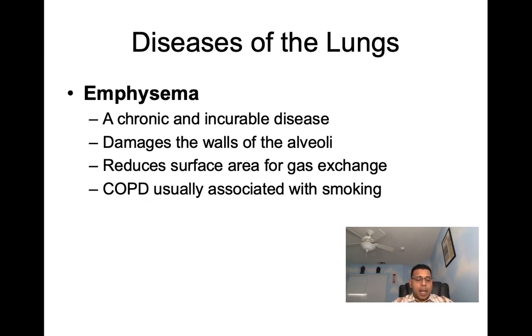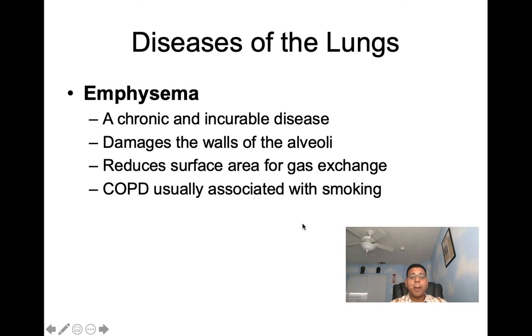Next, let's talk about emphysema. Emphysema is a chronic and incurable disorder in which the alveoli are distended and their walls are damaged. This leads to a reduction in the surface area for gas exchange. Air gets trapped in the lungs, which leads to alveolar damage as well. Because the surface area for gas exchange is reduced, less oxygen is going to be able to reach the heart and the lungs. These diseases are collectively called chronic obstructive pulmonary diseases, or COPDs. COPD is the fourth leading cause of death in the United States, and it's usually associated with smoking.